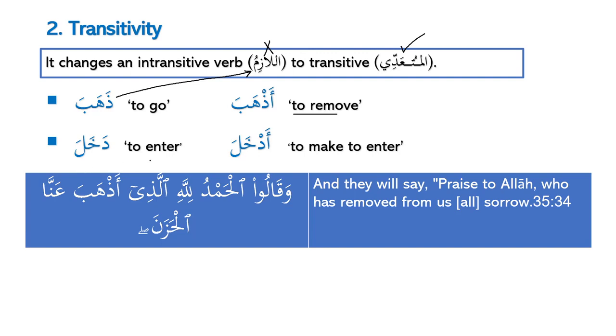Similarly, dakhala, to enter, and adkhala, to make enter. So the difference, as you can see over here, is that the verb that was lazim has now changed into muta'addi. So what is the difference? Lazim doesn't need an object, but muta'addi needs an object. So let's look at the example over here. وَقَالُوا الْحَمْدُ لِلَّهِ الَّذِي أَذْهَبَ عَنَّا الْحَزَنَ. So adhaba, as we can see here, and they will say, that means Ahlul Jannah, they will say, praise to Allah who has removed from us all sorrow.